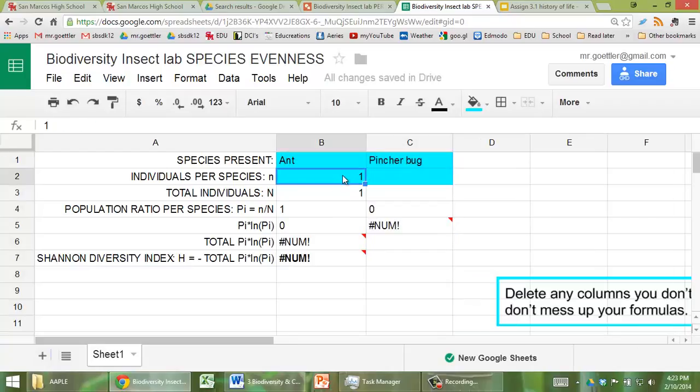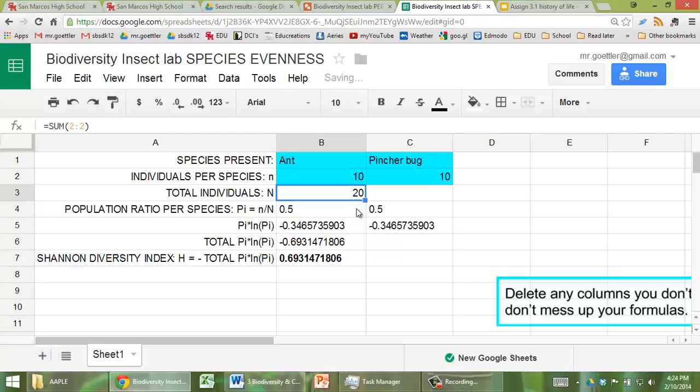Let's bring that other data back. We had 5 and 5. Let's double it. Let's say we found 10 ants and 10 pincher bugs. This number has still gone up a little bit. I think it was 0.68, now it's 0.69. I could be wrong. Let's see if I double the number of ants and double the number of pincher bugs. Well, okay, now it's about the same. So it's just representing that we have two evenly represented species.